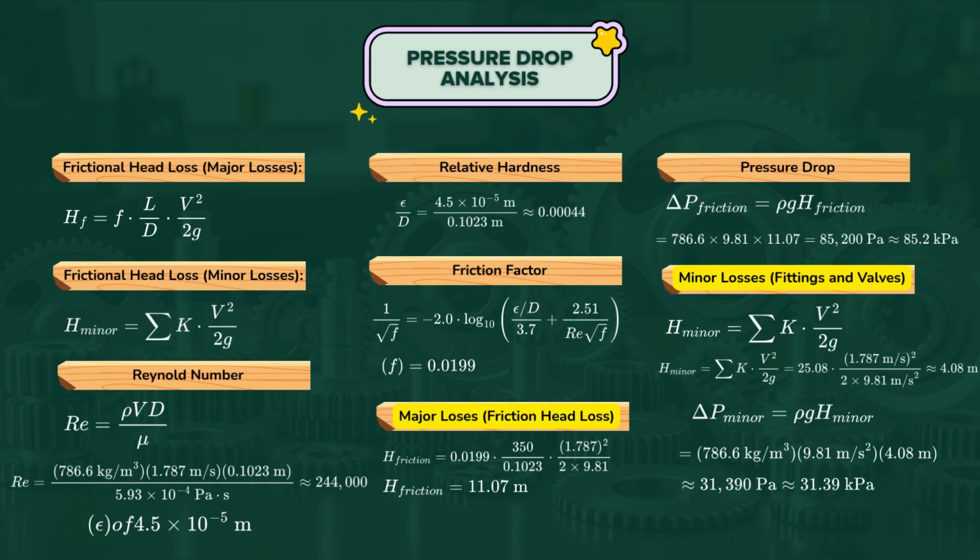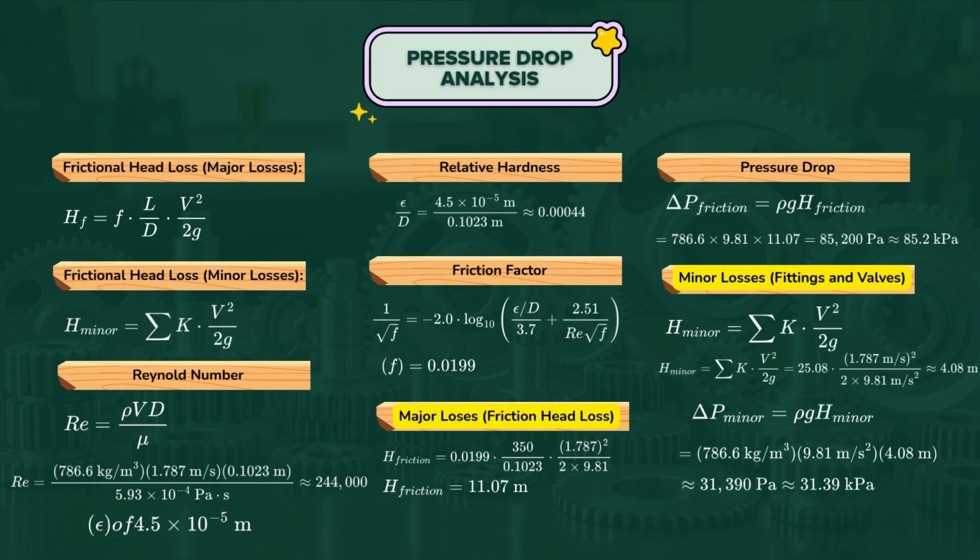Calculation of total head loss and pressure drop, using the calculated velocity V equals 1.787 m/s, internal diameter D equals 0.1023 m, the friction factor f equals 0.0199, and the gravitational constant g equals 9.81 m/s². Major losses, friction head loss, based on the total straight pipe length of 350 m. Then the minor losses, fittings and valves, using the total sum of K values, K equals 25.08.